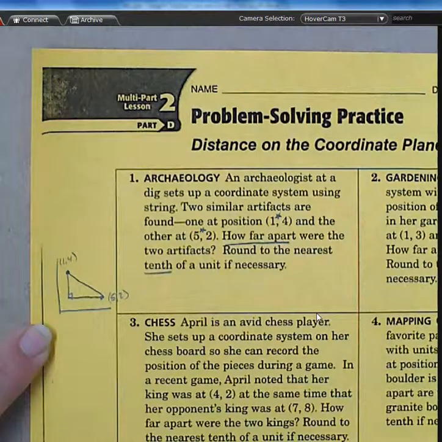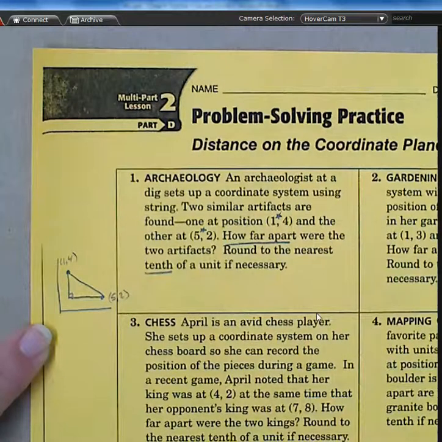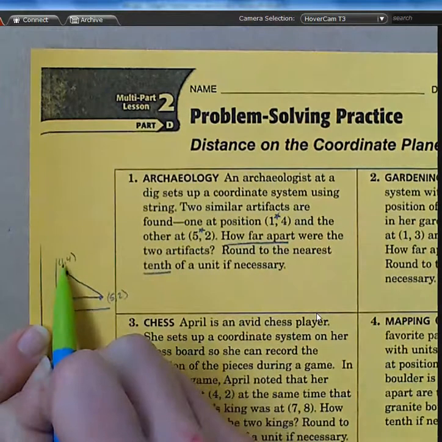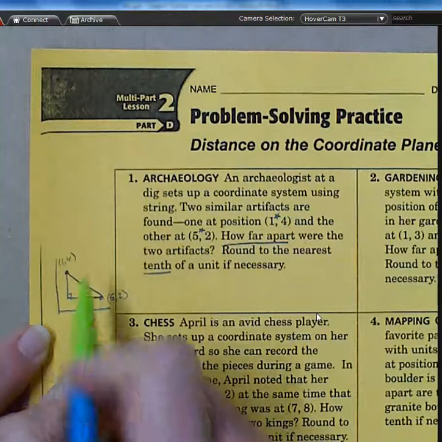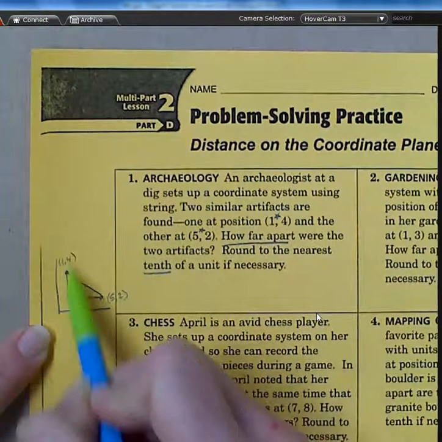Those things you have to hold in your head. I promise I'm going to give you on the quiz 2 points and you're going to have to find the distance, which means I know that's the hypotenuse if I draw a triangle straight down and straight across. If I have a right triangle, then I can use the Pythagorean theorem. To go from 1 to 5 is how many spaces? 4. To go from 2 to 4 is how many spaces?